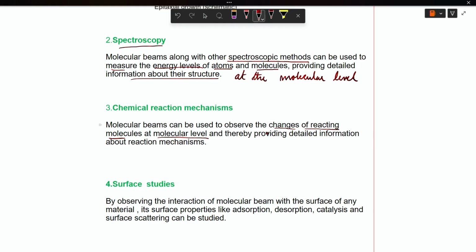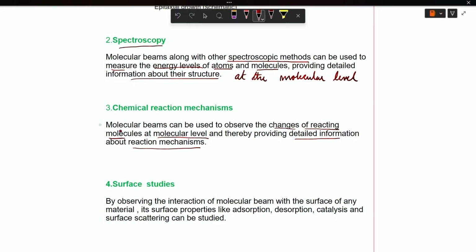Using molecular beams, we are observing the changes of the reacting molecules at the molecular level itself, and thereby providing detailed information about the reaction mechanism. So, it will help a lot in studying the reaction mechanism, and we get detailed information at the molecular level using molecular beams. So, that is the application in chemical reaction mechanism.